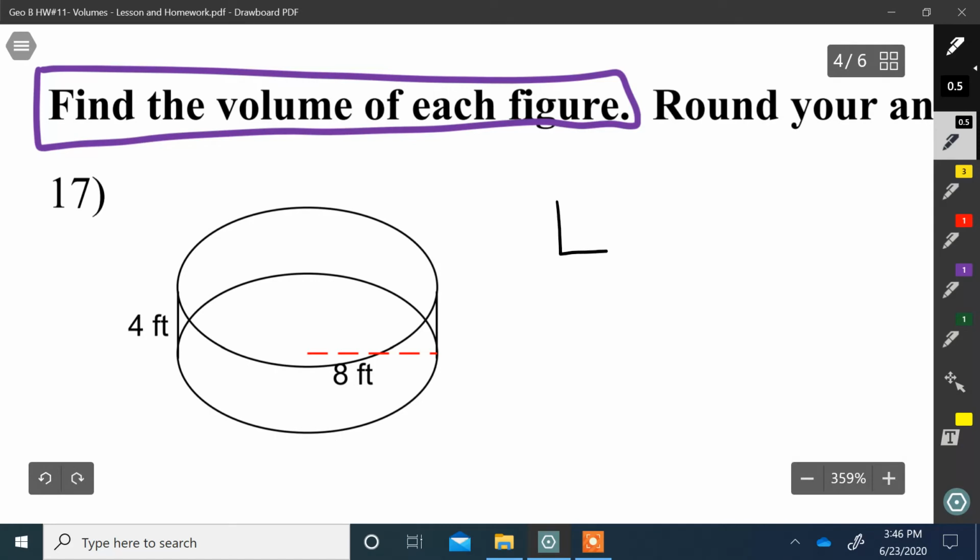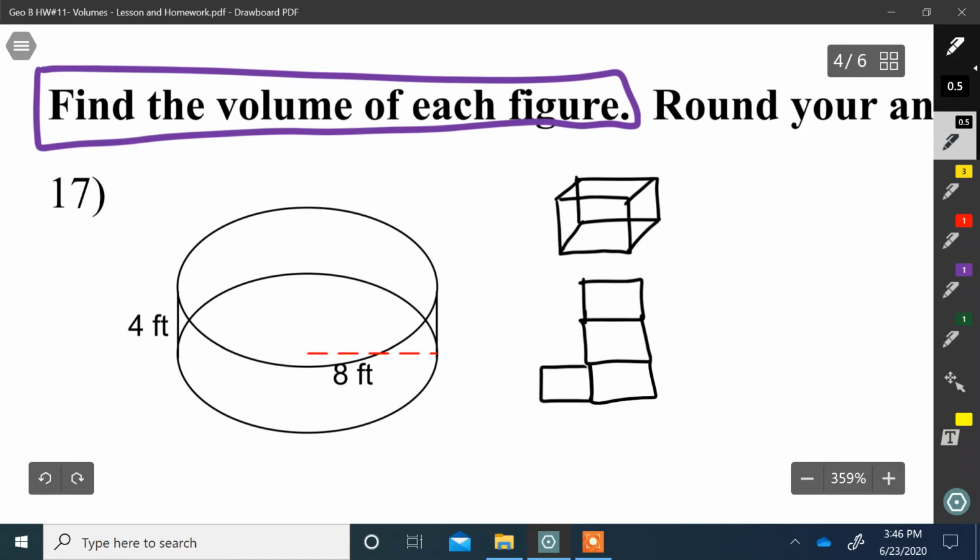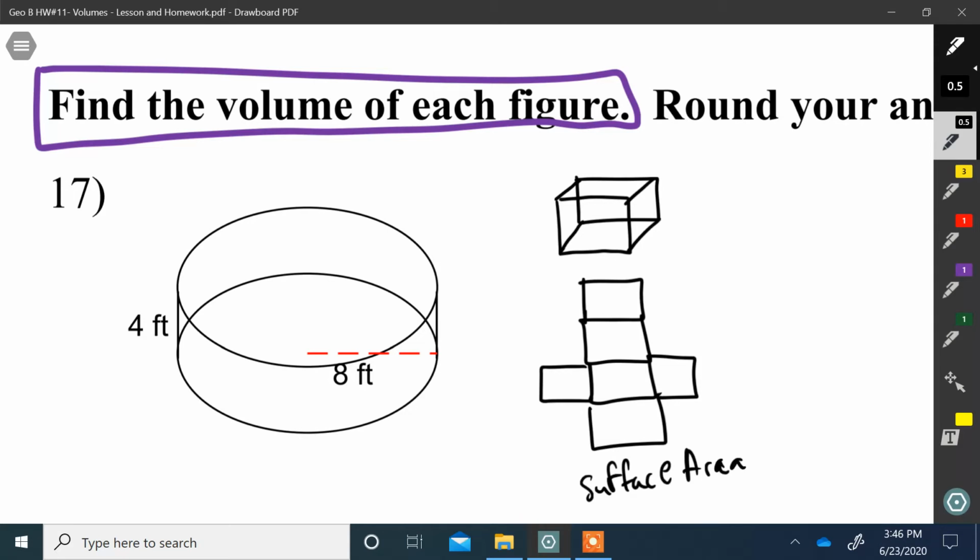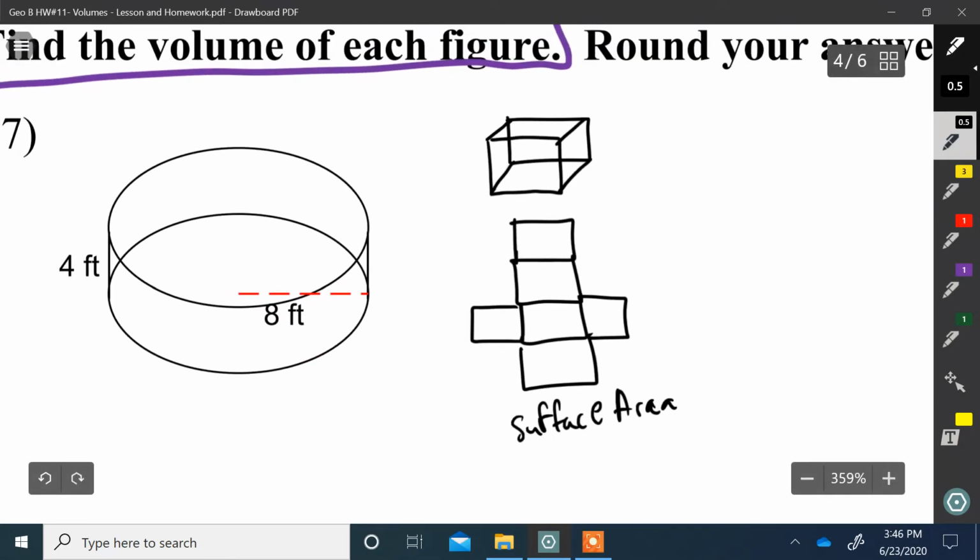So surface area was the surrounding, okay? Everything that makes up that box. Okay, top, bottom, you know, this would be surface area. When you break up that box, you will see the surface of the box. Okay? Now volume is how much we can actually put in the box.